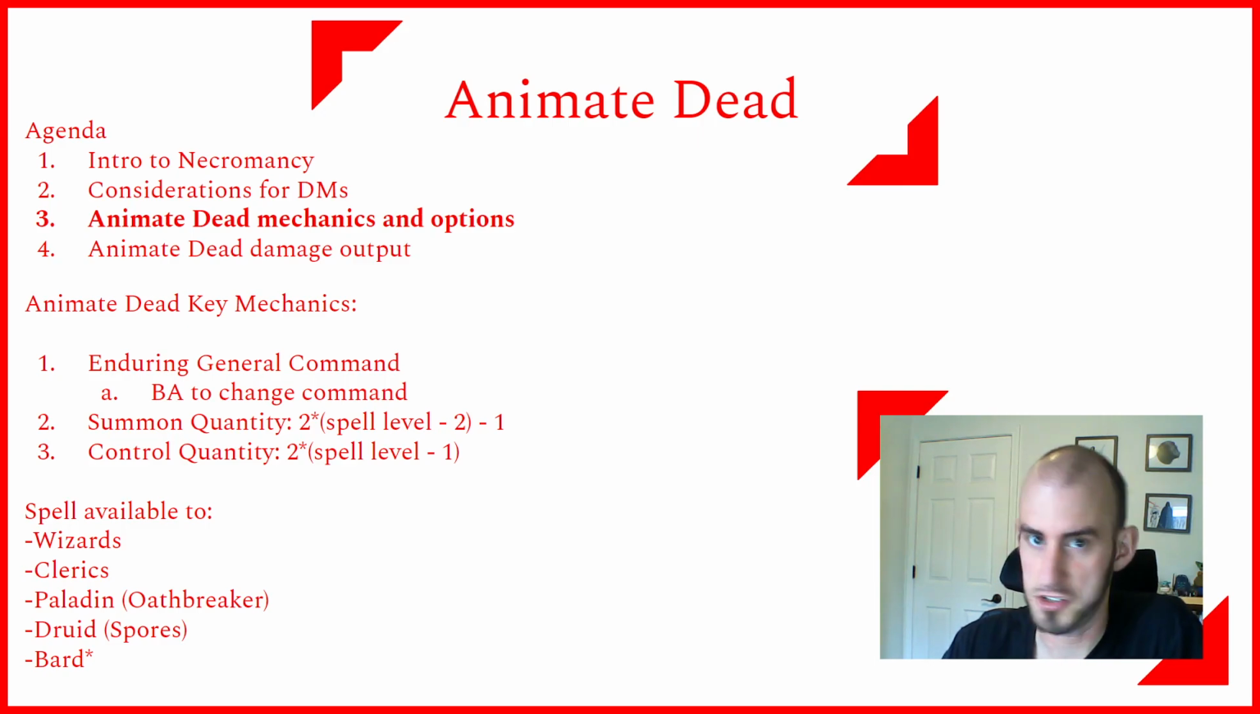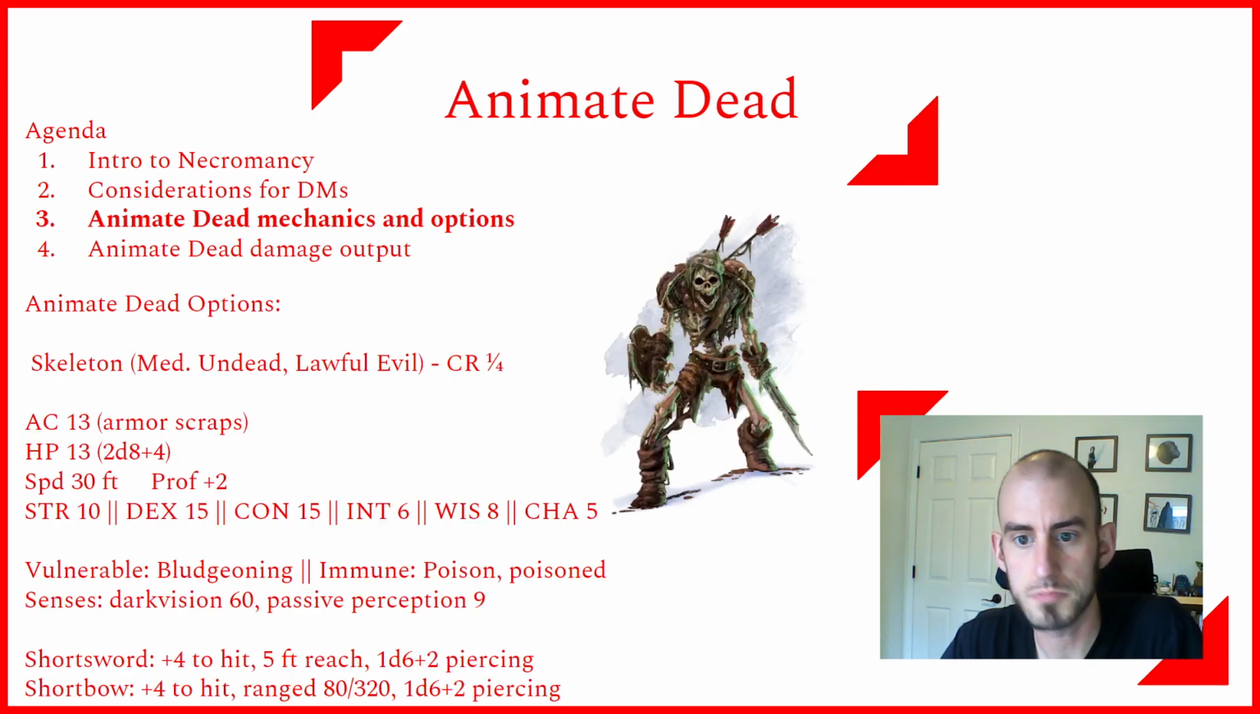They are a half-caster, so they will get it much later. The Spores Druid has access to this spell, and Bards potentially have access to this spell through the Magical Secrets feature. Now, the main ones I'm going to be focusing on as we look at progression are the Wizards, the Clerics, and the Paladin. The Druid and the Bard will have very similar progression numbers to the Cleric, so I'm not going to cover those specifically in detail. So what are our options for Animate Dead?